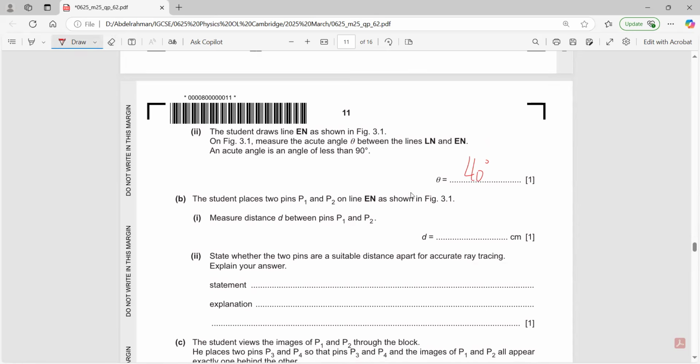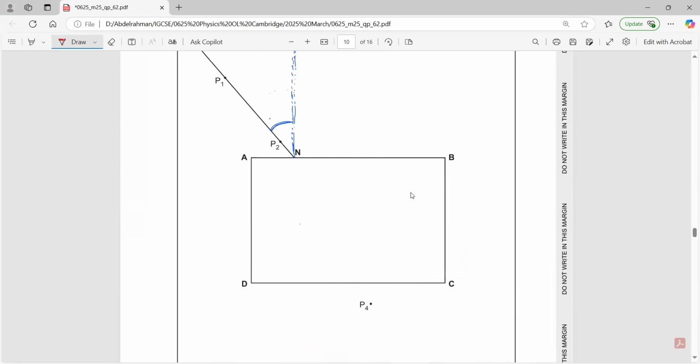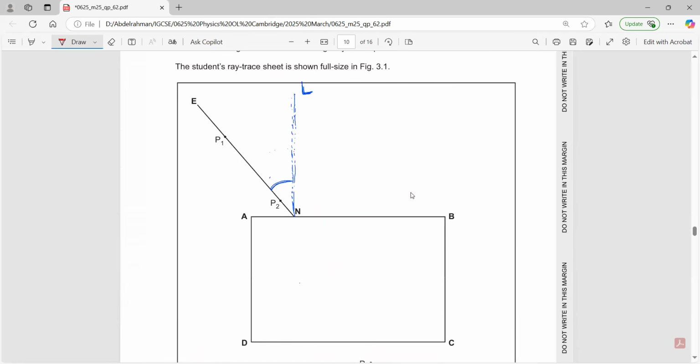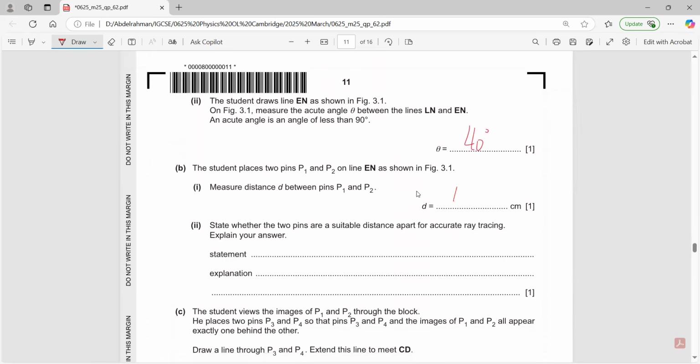Student places pins P1 and P2 on line EN. Measure the distance between P1 and P2. Can I find the distance between P1 and P2? Using the ruler, yes. It would be around 4 centimeters.